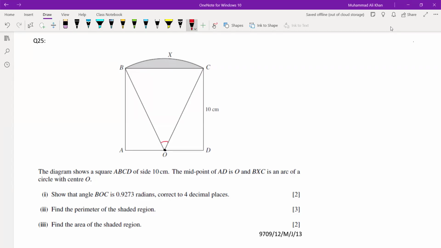The diagram shows a square. The midpoint of AD is O. If the midpoint of AD is O, then this is 5 and this is 5. Yes or no? क्योंकि it's a square, right? तो अगर ये 10 है तो ये भी 10 होगी.